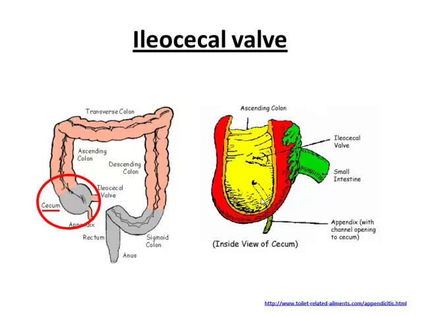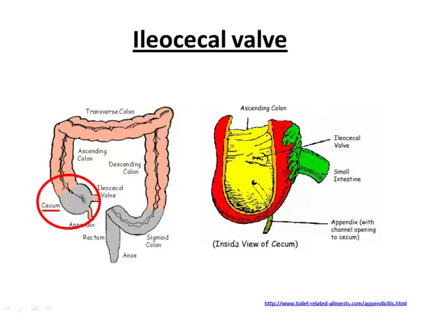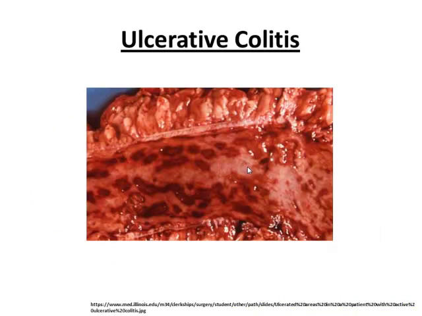This slide shows where the ileocecal valve is. Once again, that's where Crohn's disease is most commonly seen. So it's down in this area here, the area I have circled. And this is a view of the inside of the cecum. So down here, and here's where the ileocecal valve is. It's where the small intestine comes into the cecum. So that's where a lot of the problems with Crohn's disease occur.